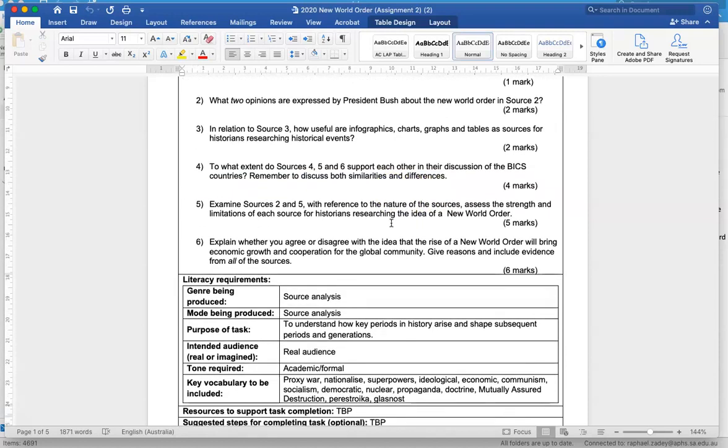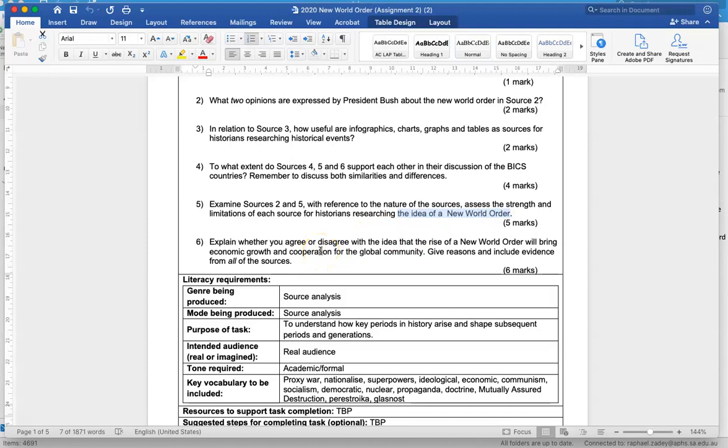Question 5 asks us to analyse 2 sources, 2 and 5 in this case, to assess the strengths and limitations in each if we are specifically researching the New World Order.